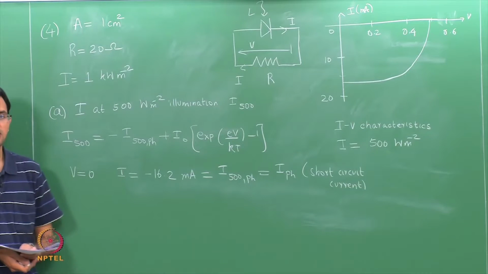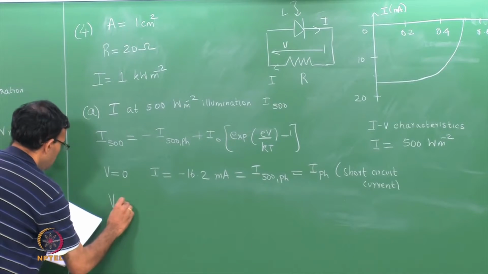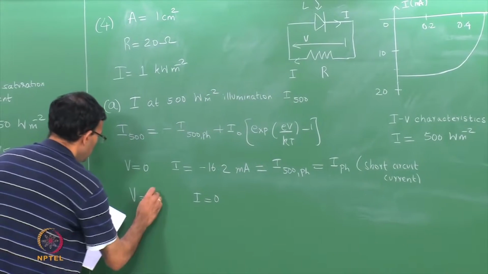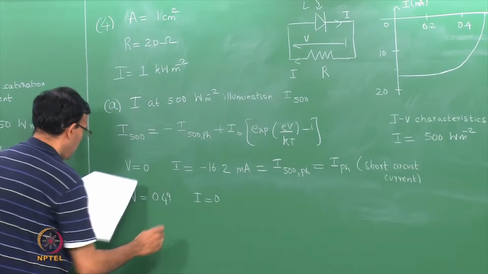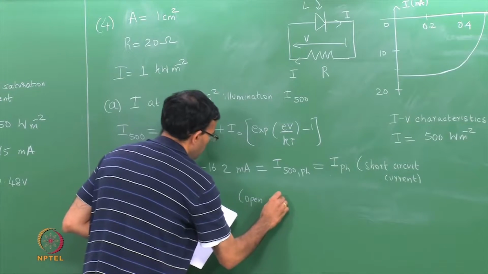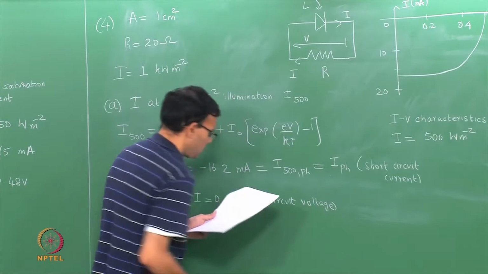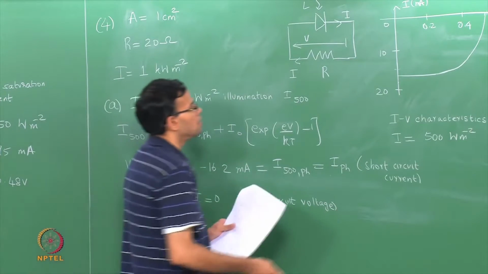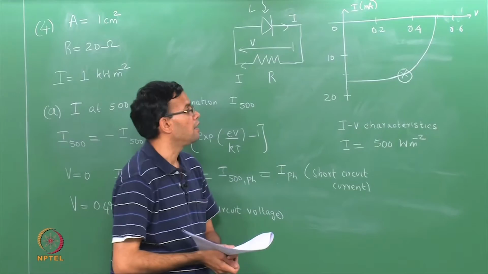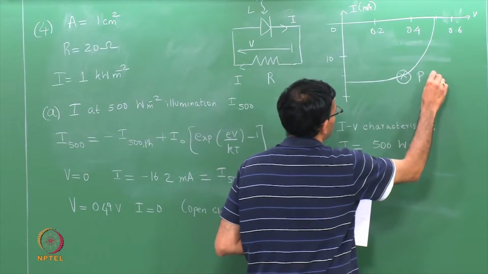You can also look at the open circuit voltage, so that when the current is 0, the voltage is exactly 0.49 volts. This is the open circuit voltage. The question also says that the device at 500 watts per meter square illumination is essentially operating at point P.